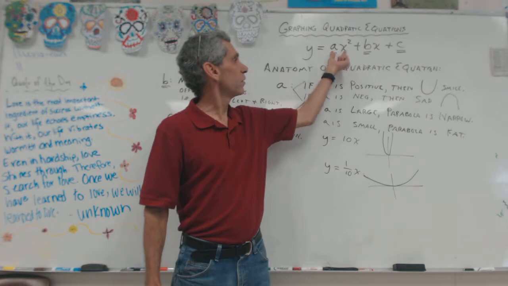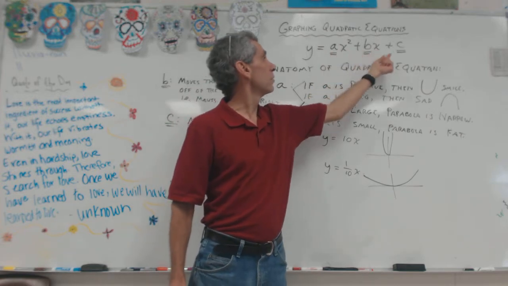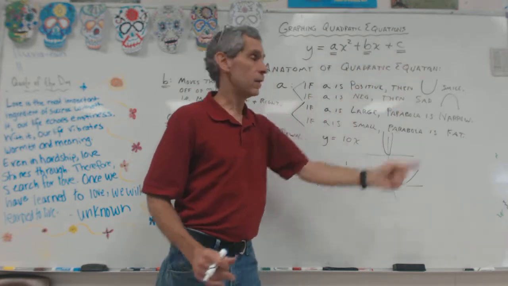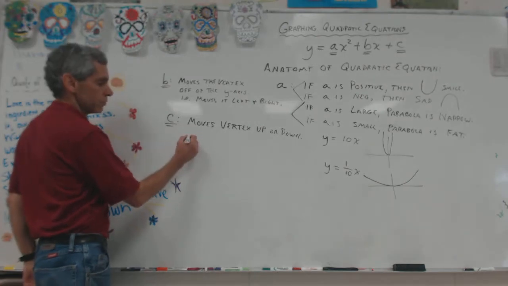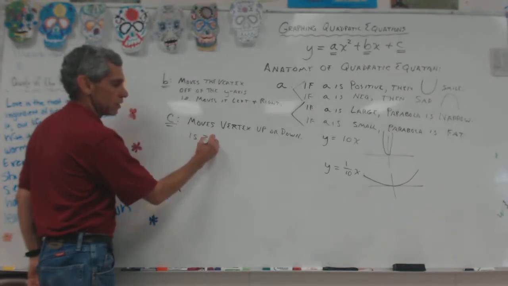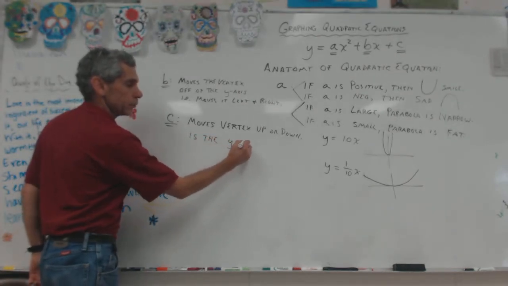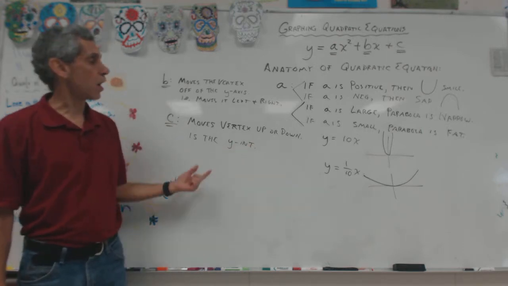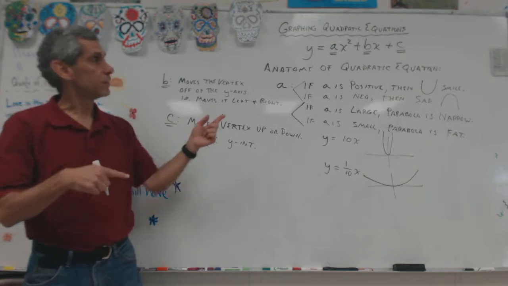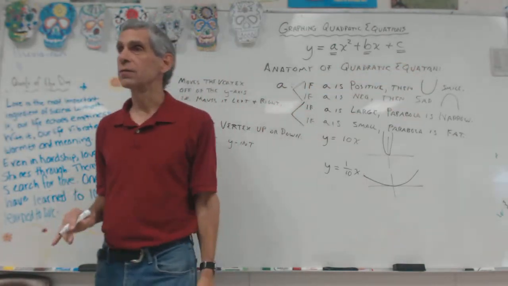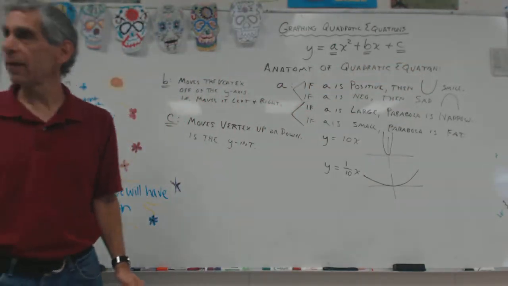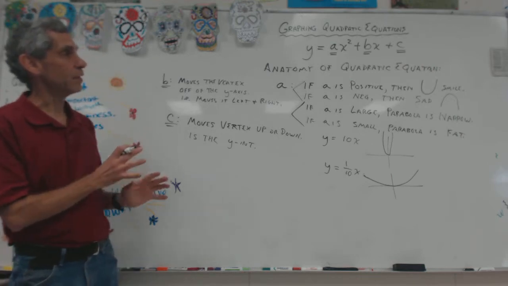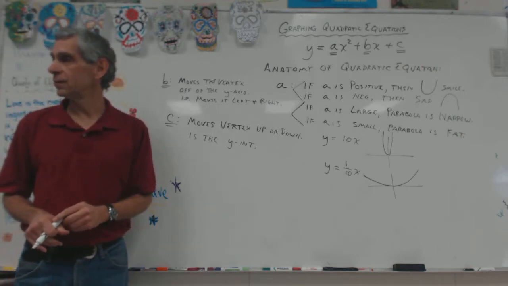Well, if x is 0, that's 0. If x is 0, that's 0. The y-intercept would be c. So c is also the y-intercept. We know that the parabola will cross the y-axis at c, always. No exceptions. Okay? So that's the anatomy of a quadratic equation.